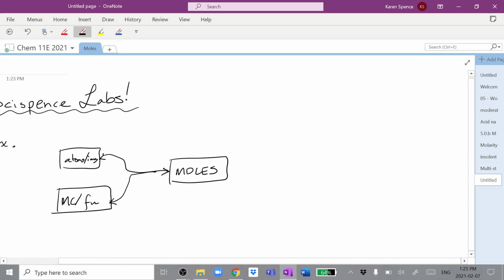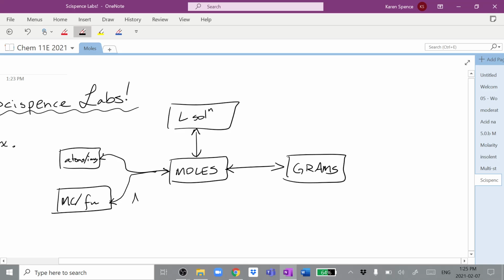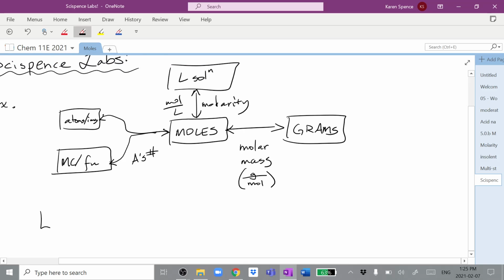But if you need to draw this every time, it only takes a minute at most. We got grams here, we have liters of solution here, right? And I know that this is Avogadro's number, and I know that this is the molar mass, and I know that this is the molarity. That's in moles per liter, and that's the molar mass, and that is in grams per mole.